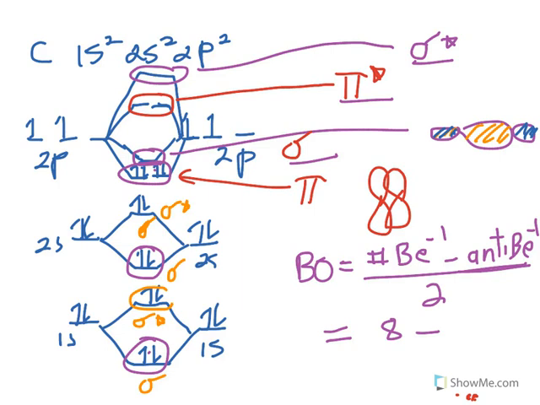Sorry, my battery ran out. So here we go. 8 bonding electrons right here minus the anti-bonding, and I have 2, 4 anti-bonding, divided by 2, and that equals 2. So that's the bond order of C2.